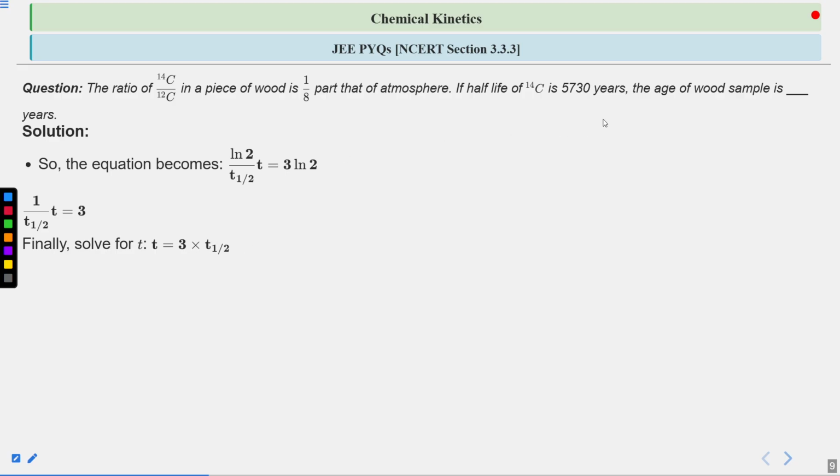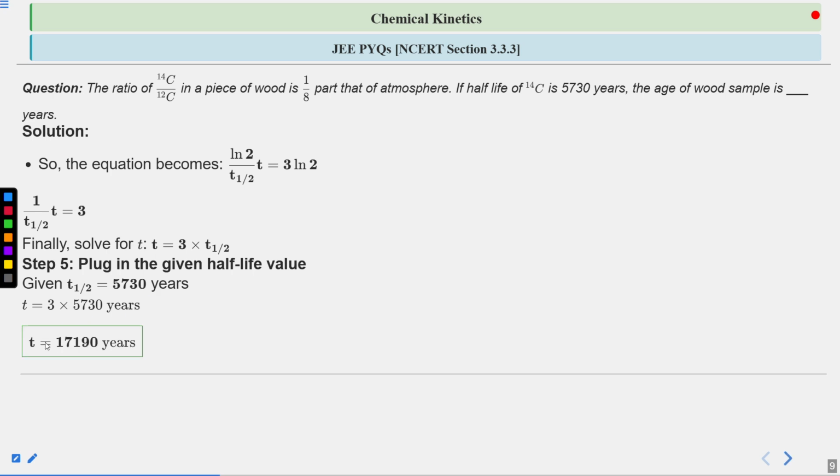Half-life we have mentioned, remember, 5730 years in the question. So plug in the given half-life value. We are given t half equals 5730 years. So t will become 3 multiplied by 5730 years according to this equation, and when you solve this product, t comes out as 17,190 years. Okay, and that is the age of our wood sample in years, and that is our correct answer.